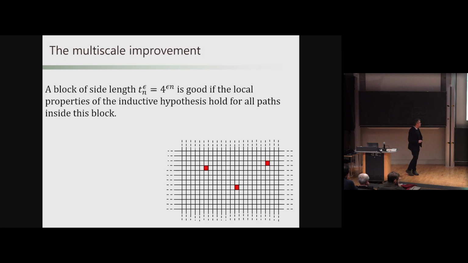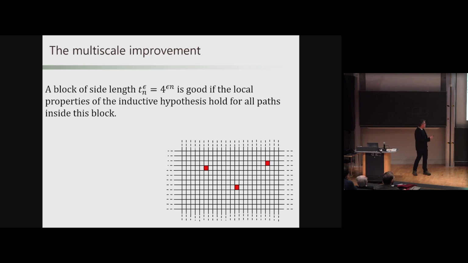And here's where we use the very basic and standard construction in multi-scale arguments, which is to draw a big grid of boxes and declare some of them good and some of them bad. And okay, our definition of being good will basically be, do the inductive hypotheses more or less hold on that block? So the kind of estimates you would expect from it.